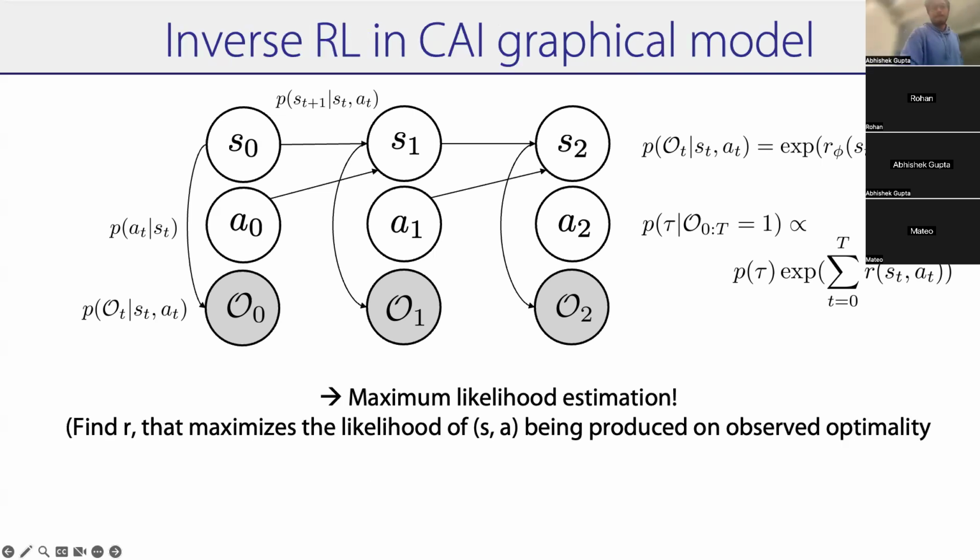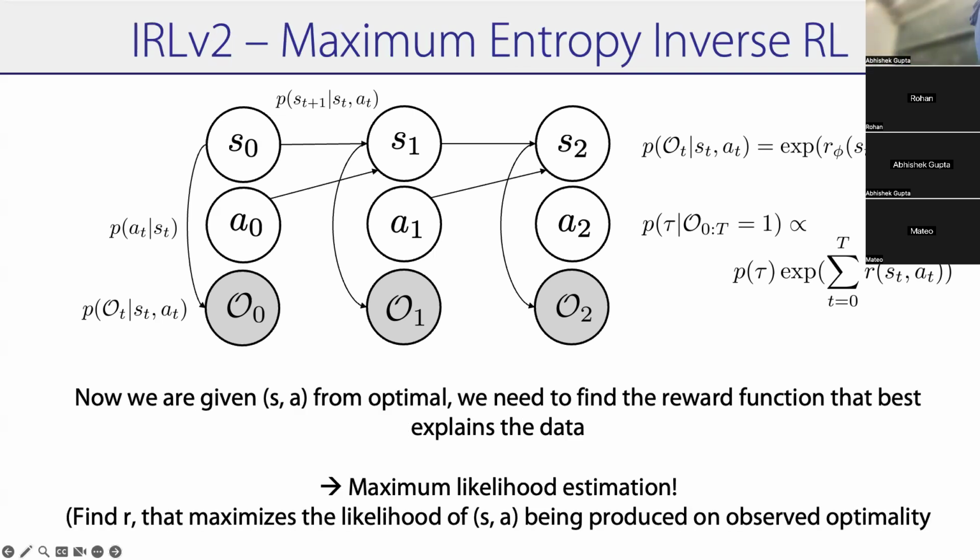I'm a little confused because in the controls framework, those optimality variables are hard. It's like one or nothing. So how can you get soft information like that?